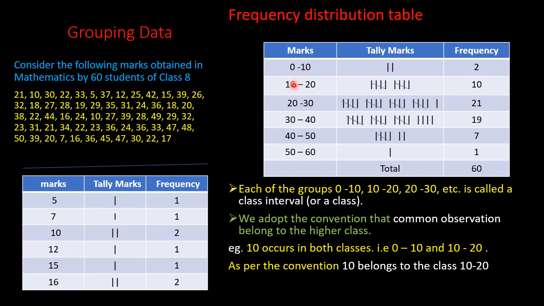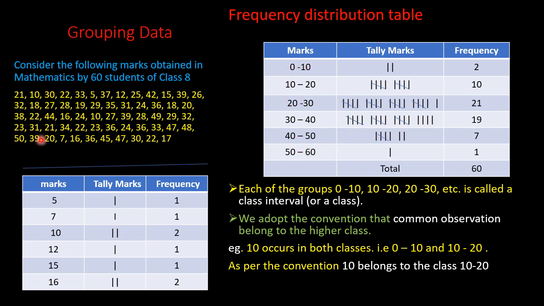So 10, in which class do we have to consider? As a common convention, we consider this 10 in the higher class, 10 to 20. Similarly, 40 is common to 30 to 40 and 40 to 50, so observation 40 we consider in the higher class 40 to 50. Right children? And 50, in which class will we consider? In the higher class, 50 to 60.